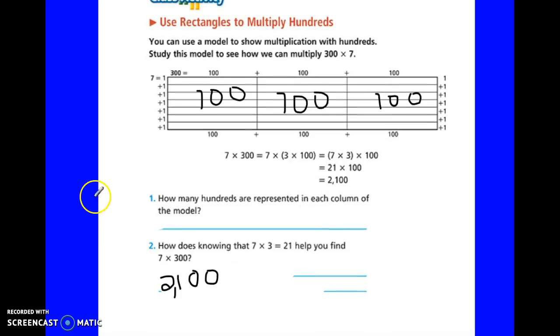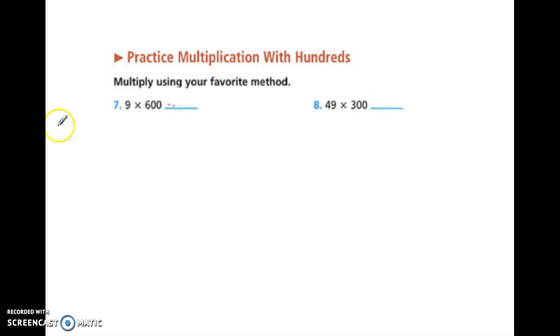All right, let's go ahead and practice that a little bit. Again, using that same method we used with the tens, but now we're in hundreds. If I do 9 times 6, I get 54. And I count my zeros. I've got 1, 2 zeros. So I get 5,400.